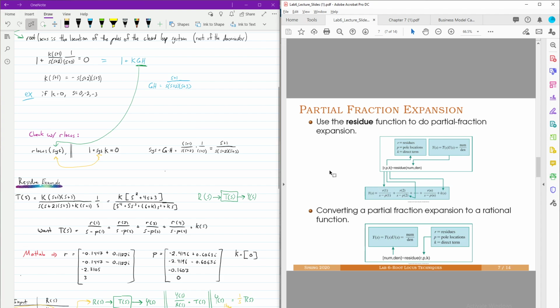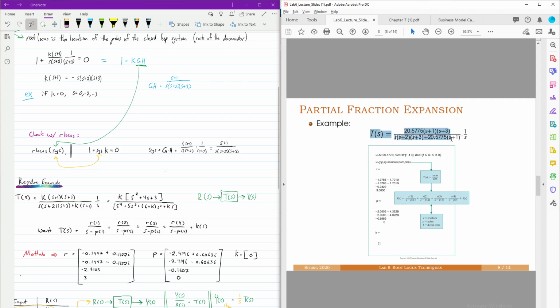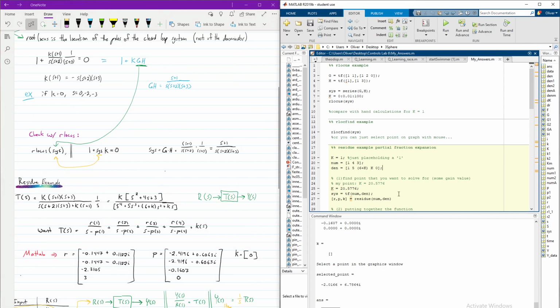So you want to turn, say, this thing here into a partial fraction expansion. And so how you do that is you get this form here, right? You get this form here, and you need all the r values and the p values, and maybe you have some non-zero k. So pretty straightforward. You say residue, numerator, denominator, right? Numerator, denominator, and it spits out the r values, p values, and k values. So here they are here. I'll run it in MATLAB as well.